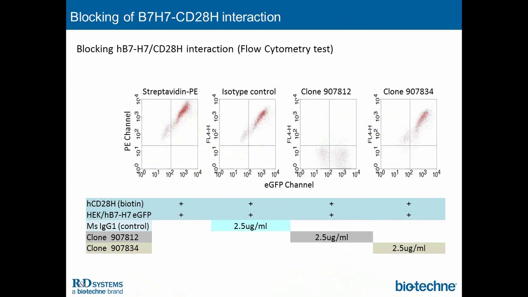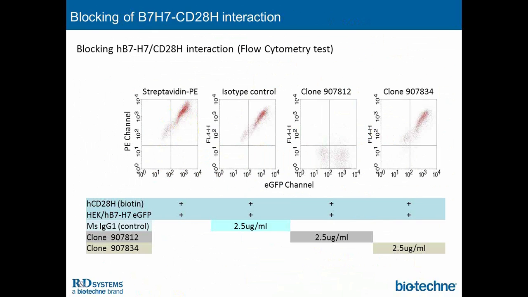So then we went on to the blocking testing. On the very left, that's the result of just adding streptavidin PE using the CD28H biotinylated soluble portion, reacting that with the overexpression HEK cell line, and you should see the shift that we have on the left. So that test performed as expected. In addition, we're always doing isotype controls. Again, isotype control antibodies shouldn't have any effect on the result. So the result on the isotype control also came back as expected.